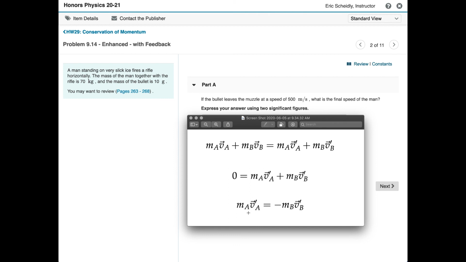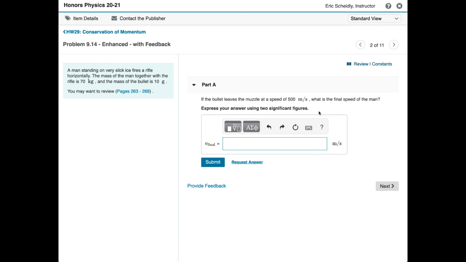What it says is that the momentum of the man after shooting the rifle is the opposite of the momentum of the bullet after the rifle shot. So since I know that the bullet has a mass of 0.01 kilograms and a velocity of 500 meters per second, I can calculate its momentum.